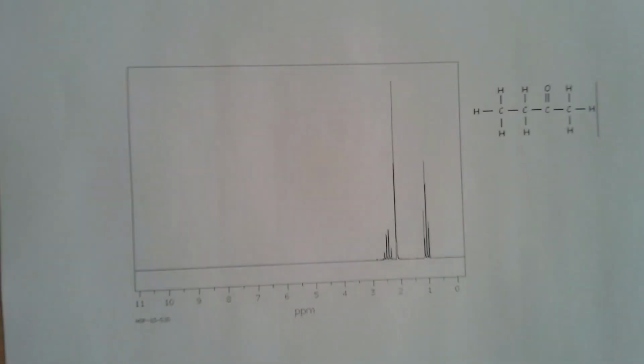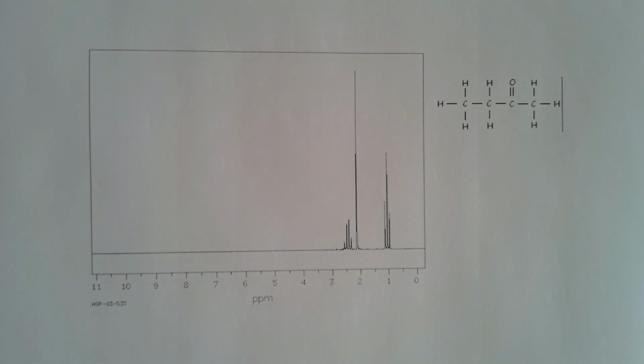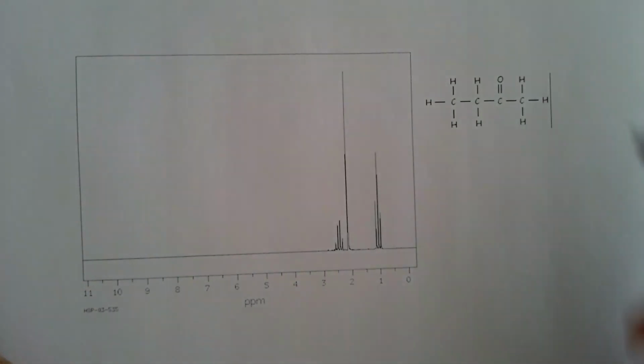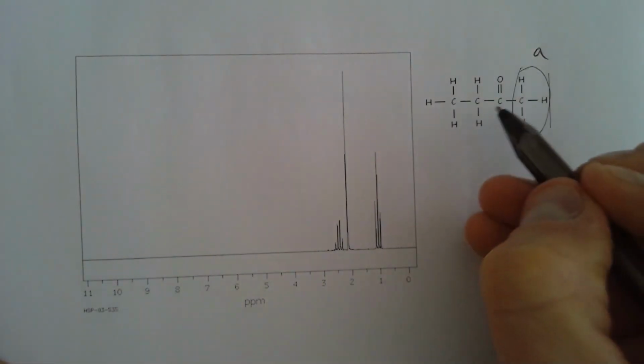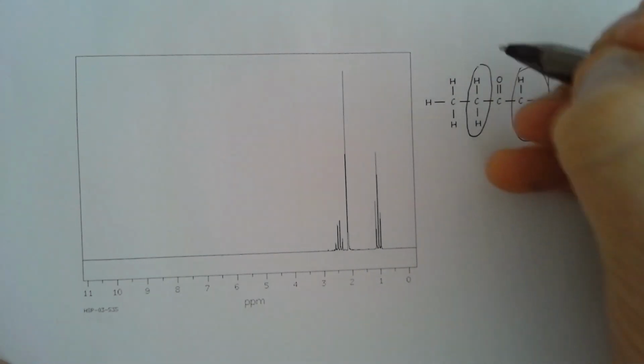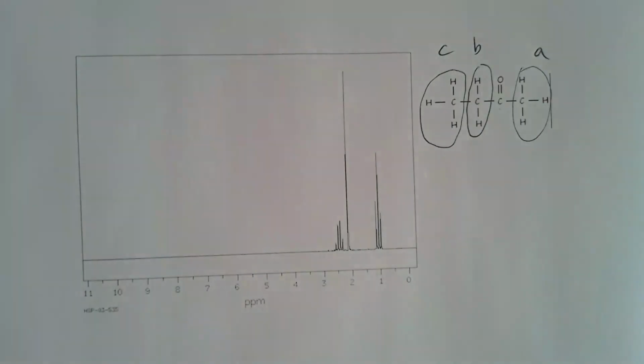So this compound here, butan-2-one. So it's a ketone. So let's predict our spectrum. First of all, let's look at the number of hydrogens in each environment. So this is an environment, we'll call that A. There's no hydrogens on here. This is an environment, we'll call that B. And this is an environment, we'll call that C.